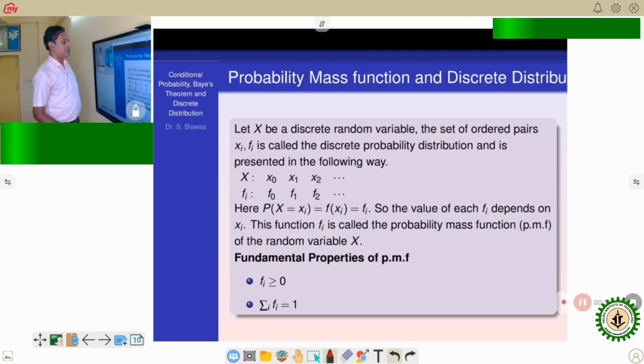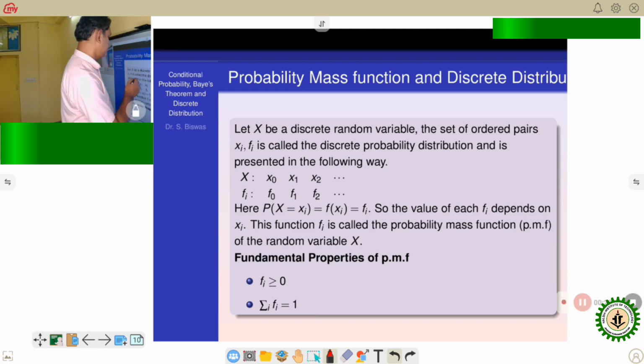Now I move to probability mass function. If X is a discrete random variable, the set of ordered pairs is called a discrete probability distribution and is presented in the following way. Here P(X = xi) = f(xi) = fi. So the value of each fi depends on xi. These fi's are called the probability mass function, in short written as PMF of the random variable X.